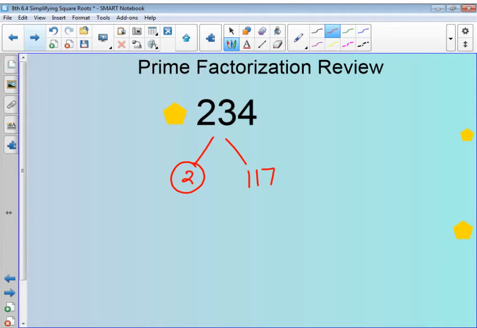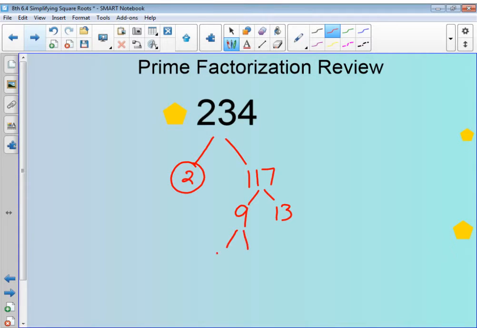Okay, so 117, once again, kind of a tricky number. So when I look at this, the rules that I check: does it end in an even number? No. Does it end in a 0 or a 5? No, because that would tell me that 5 would go into it. So then I tend to jump to my next rules: if I add the digits together, 1 plus 1 plus 7, and either 9 or 3 will go into that, then I could divide by 9 or 3. So let's see, 7 plus 1 is 9. So I know that 9 will go into it. Okay, so I'm going to hit 117 divided by 9, and that gives me 13.